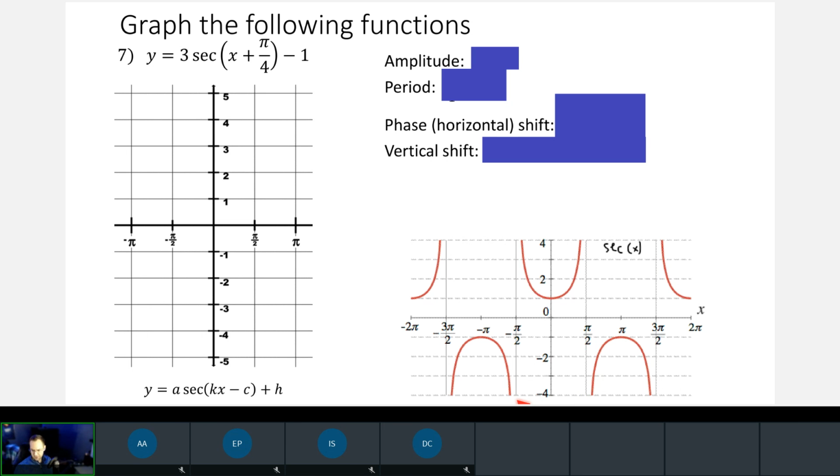Any volunteer like to do this one after time runs out? Got another 30 seconds left.